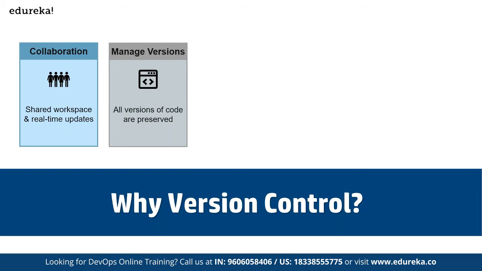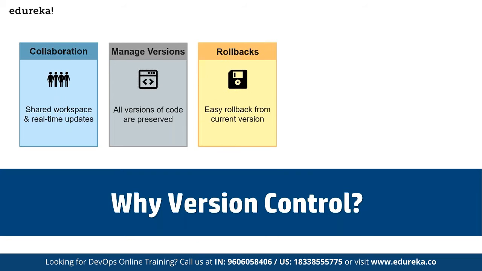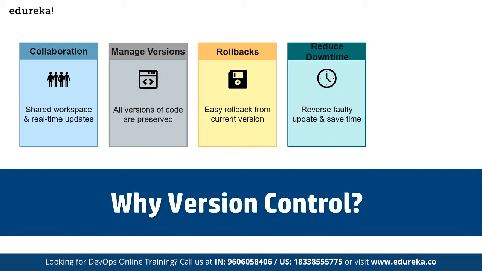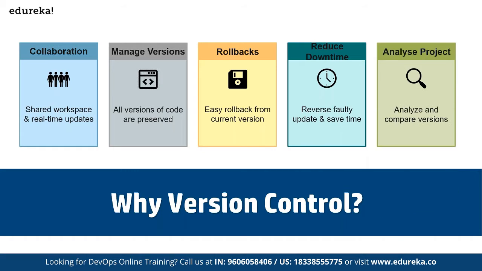Using the version control system, we can manage the versions, and we can also go for rollback. Suppose we have made some update to the code, and the updated code is not working well with the other components, then we can simply go for rollback. That means the last known configuration can be restored as required. It also reduces downtime, meaning it can reverse faulty updates and save time. And it can be used to analyze the project as well, meaning we can analyze and compare different versions.